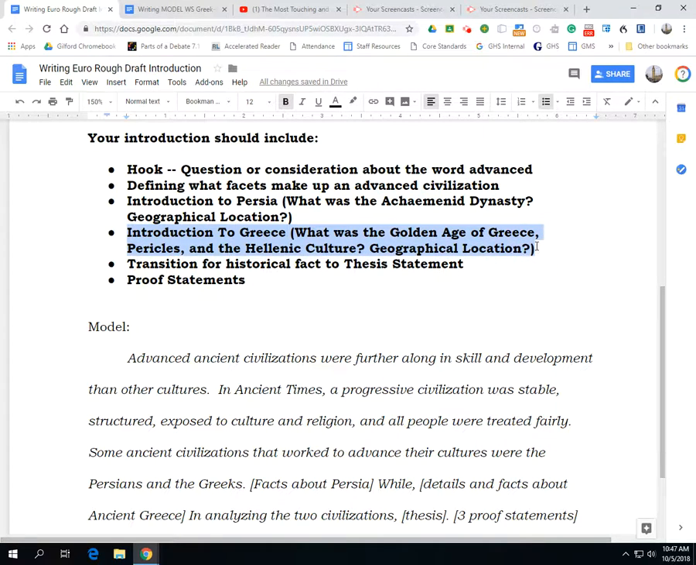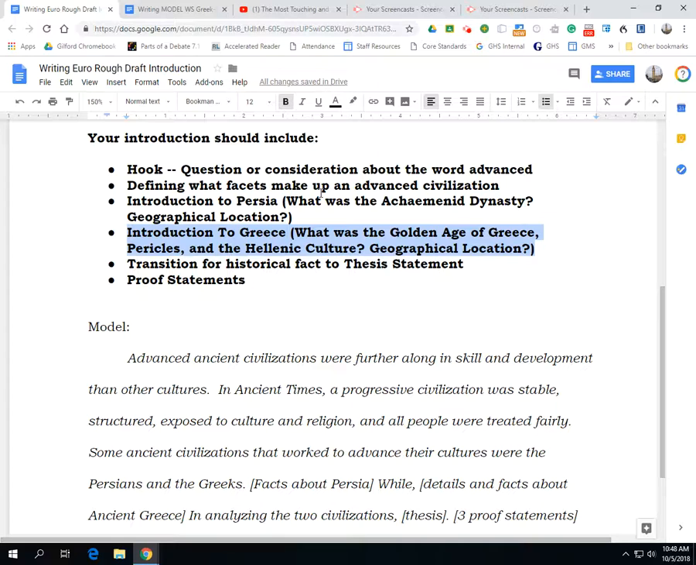Now, I'll say it again. If you said Greece was more advanced than Persia, you should have introduced Greece first and then introduced Persia. So with Greece, I need to define what the golden age of Greece was. I should mention Pericles a little bit because he's going to be a guy that will be mentioned. For your Achaemenid dynasty, you should mention Cyrus, Darius, and Xerxes. What is the Hellenic culture, which we defined as part of our key terms? And I should also mention the geographic location. You should mention that Athens was the central component of this era.